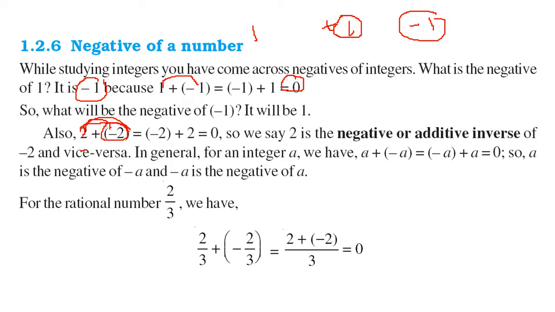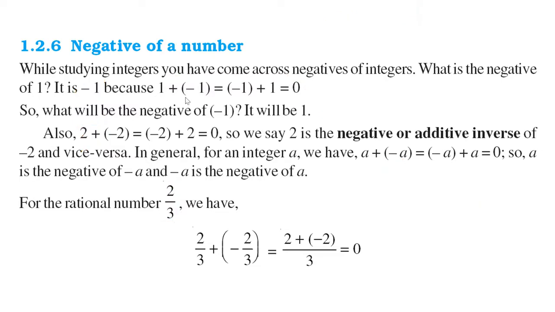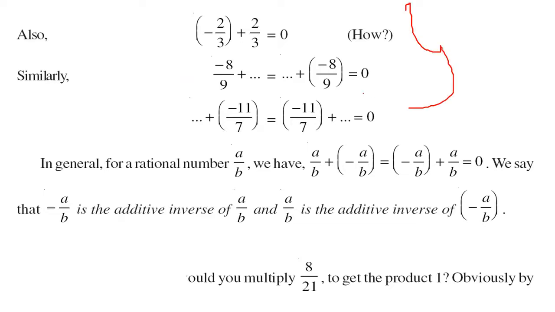For any general discussion, a and minus a: a is a number, and minus a is the negative or additive inverse. Similarly, if we take specifically a rational number, 2 by 3, and I just put a sign, minus 2 by 3 is the negative or additive inverse. If I say minus 6 by 7, then I apply negative, that is minus of minus 6 by 7, that will be 6 by 7, the negative or additive inverse of minus 6 by 7. This is how all the examples work, right?